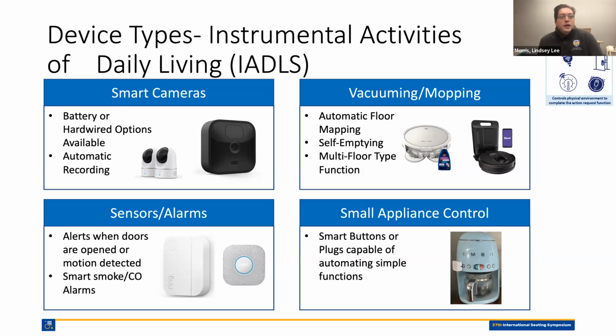Smart vacuums and mops are able to automatically map your home without you having to do anything, and they can routinely clean and make sure everything's fine. Some of the newer models even include self-emptying tanks and are able to switch how they're cleaning based on the floor type to support both mopping and vacuuming. Then smart buttons and plugs, as I mentioned earlier, can control small appliances. A coffee maker that's set up ready to go can then just be triggered with a smart button.